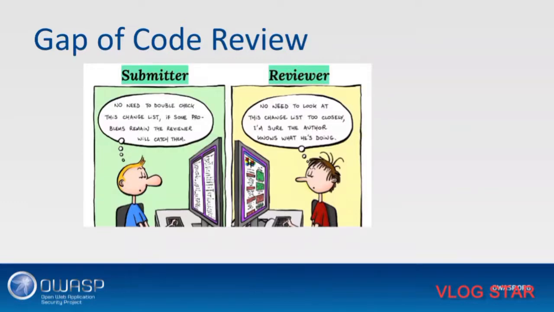And you can see this meme. The submitter is saying, no need to double check this change list, if some problems remain, the reviewer will catch them. Similarly, what does the reviewer think about the submitter? No need to look at this change list too closely, I'm sure the author knows what he is doing. So this is sort of like they are playing football. So here is a gap in the code review process, and that is the reason secure code review comes into the picture.